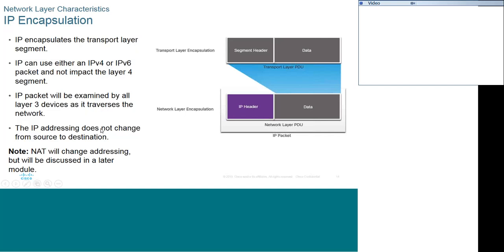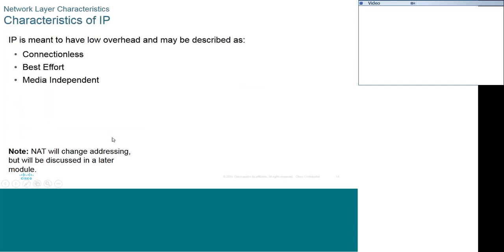The IP address does not change from source to destination. There is one exception, where sometimes the NAT protocol is used. This changes the address in order to maximize the use of IP addresses. This will be discussed later. But generally, the IP address does not change from source to destination.